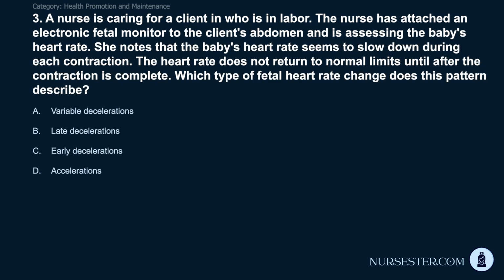3. A nurse is caring for a client who is in labor. The nurse has attached an electronic fetal monitor to the client's abdomen and is assessing the baby's heart rate. She notes that the baby's heart rate seems to slow down during each contraction. The heart rate does not return to normal limits until after the contraction is complete. Which type of fetal heart rate change does this pattern describe? A. Variable decelerations. B. Late decelerations. C. Early decelerations. D. Accelerations. Correct answer, B. Late decelerations.